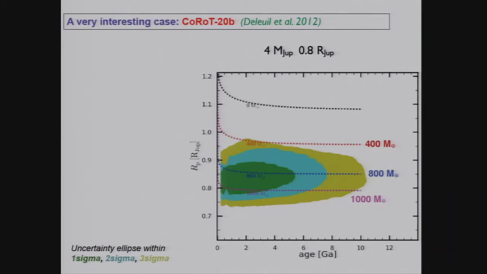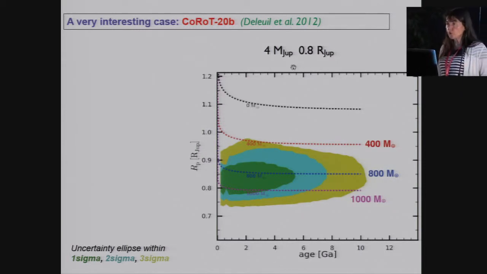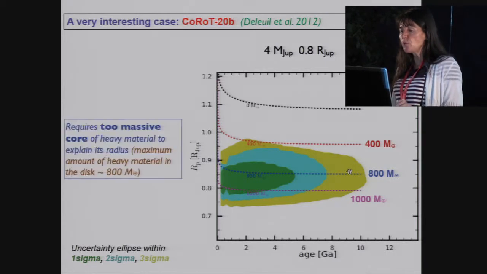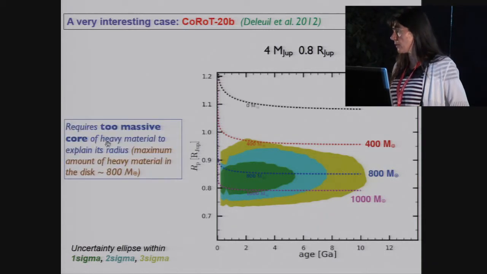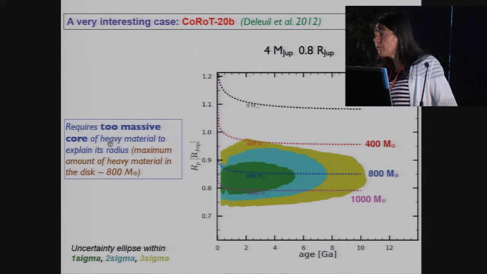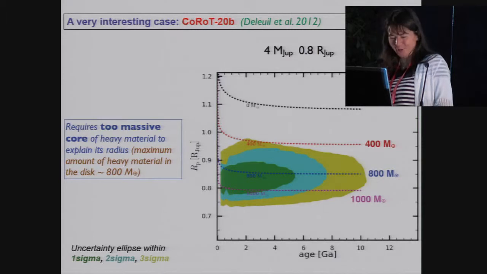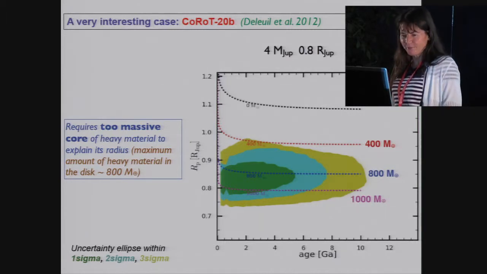I would like to point out a very interesting case, the CoRoT planet, which was discovered 2 years ago. This is a 4 Jupiter mass planet, and in order to explain its very low radius, you would need something like 800 Earth masses of heavy material. This is typically the amount you would have in the disk. So forget it, it's impossible. Well, some crazy people may find a model, Doug Lin may find a model to form it. But this is crazy, forget it.